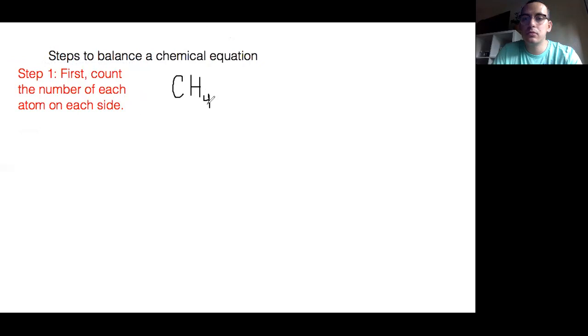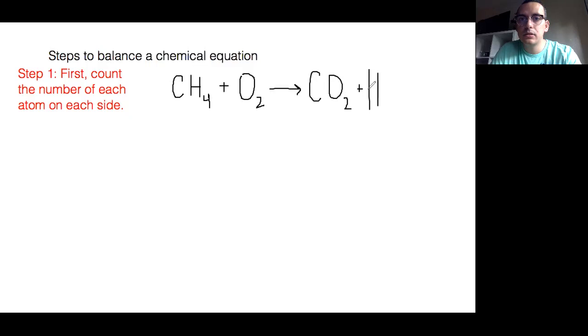CH4 plus O2 produces CO2 plus H2O. Step 1. Okay, so first we need to count the number of each atom on each side. So we're going to start with a table.